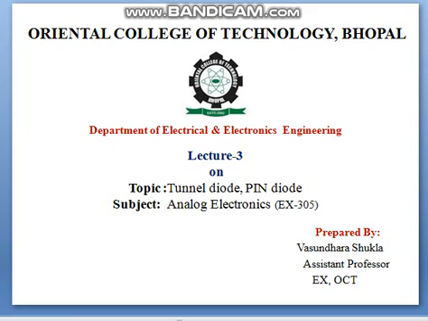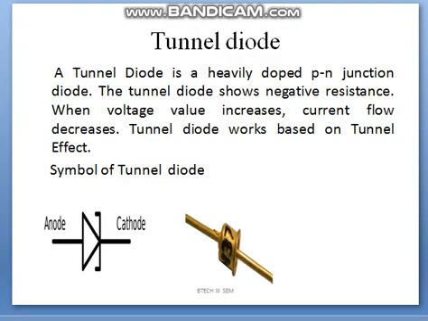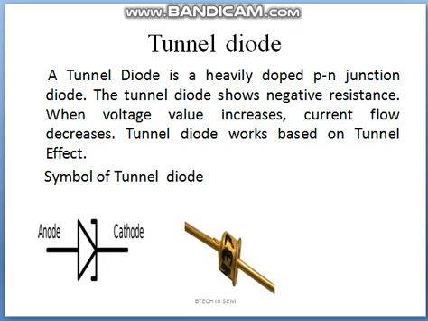In the last lecture, we discussed varactor diode and Zener diode. Today, we discuss tunnel diode and PIN diode. First, what is a tunnel diode? A tunnel diode is a heavily doped PN junction diode. It shows negative resistance characteristics. Negative resistance means when the voltage value increases, the current value decreases. A tunnel diode works based on the tunnel effect.